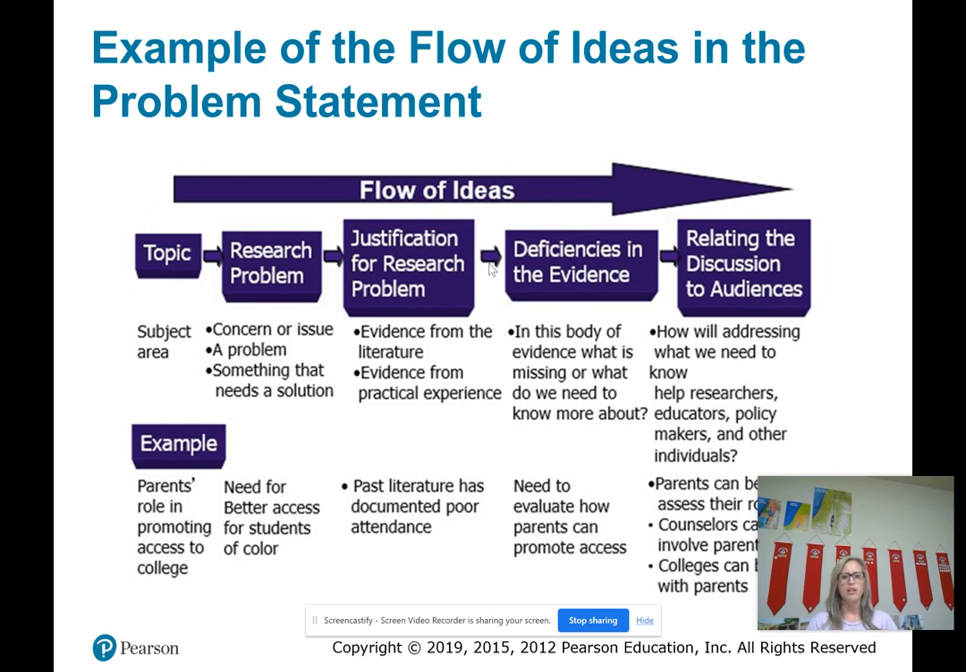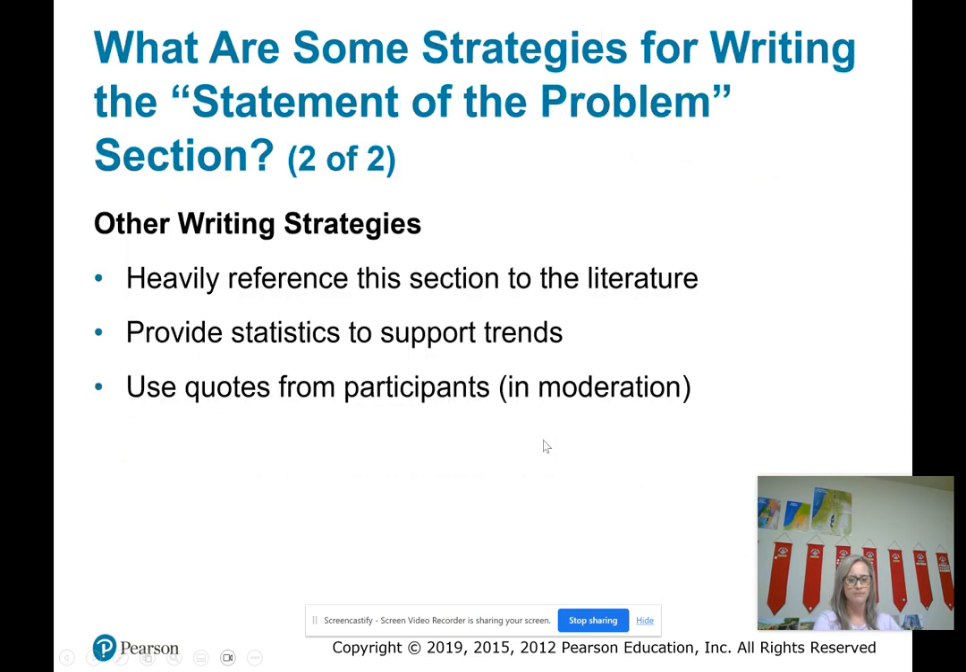So then justification. Past literature has documented poor attendance. So it's like, okay, it's needed here. It says it right here. Deficiencies. We need to evaluate how parents can promote access. So there's just not enough known about that. So that's why we're doing this, okay? And then your audience. So it's parents, counselors, and colleges could benefit from that, okay? So that's just an example for you.